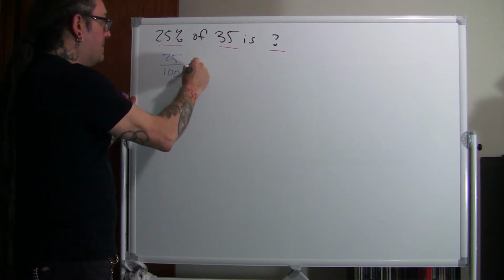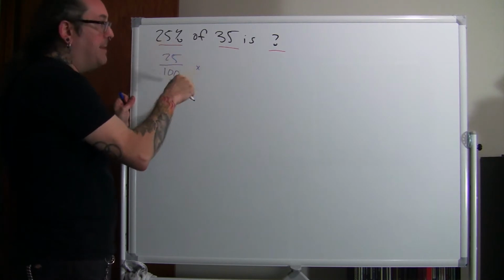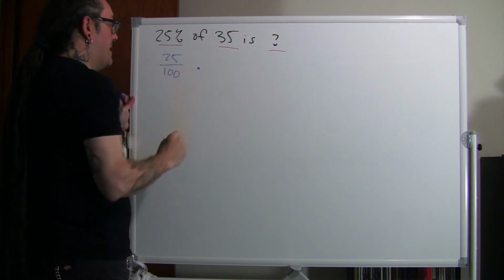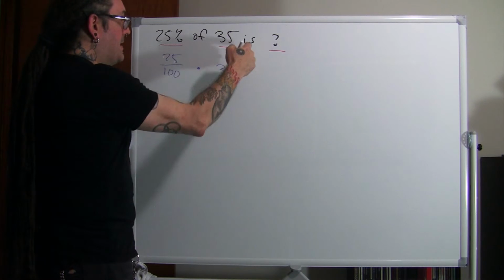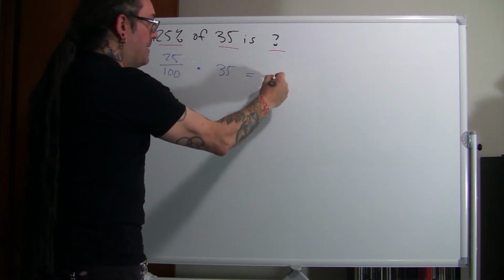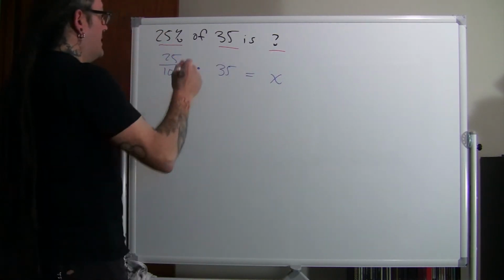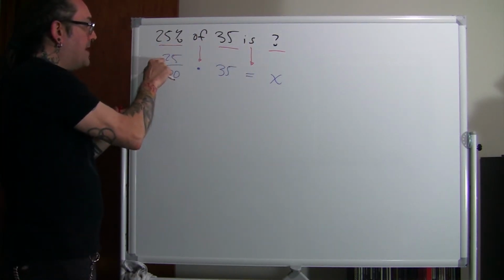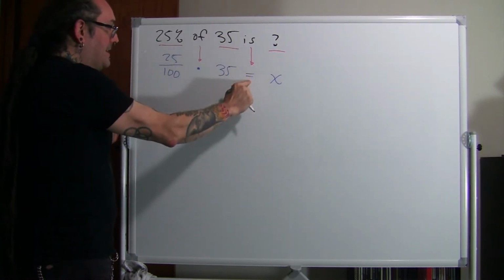Of means multiply. And actually, I'm not going to use the multiplication symbol. I'm going to use the dot because we're going to use x as our variable and it gets very confusing. Multiply of 35. Nothing I can do with that. Is equals what? These things get translated directly. 25% of 35 is what?